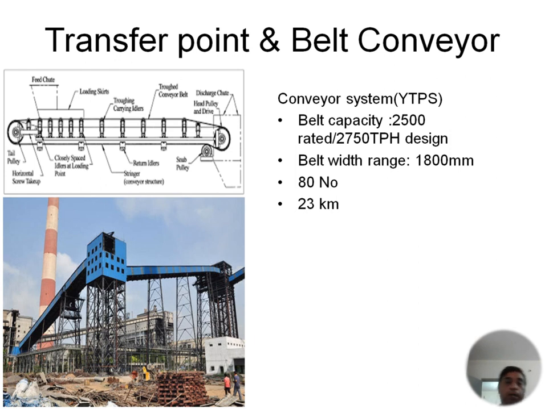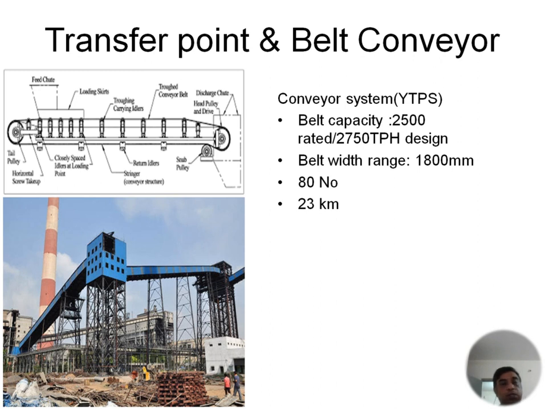In a coal handling plant, there will be many transfer points and many conveyors. These conveyors are basically used for conveying the coal through the belt conveyor mechanism. There will be a transfer point where the drive of the conveyor will be kept, or it is the junction where the direction of the conveyor can be changed.